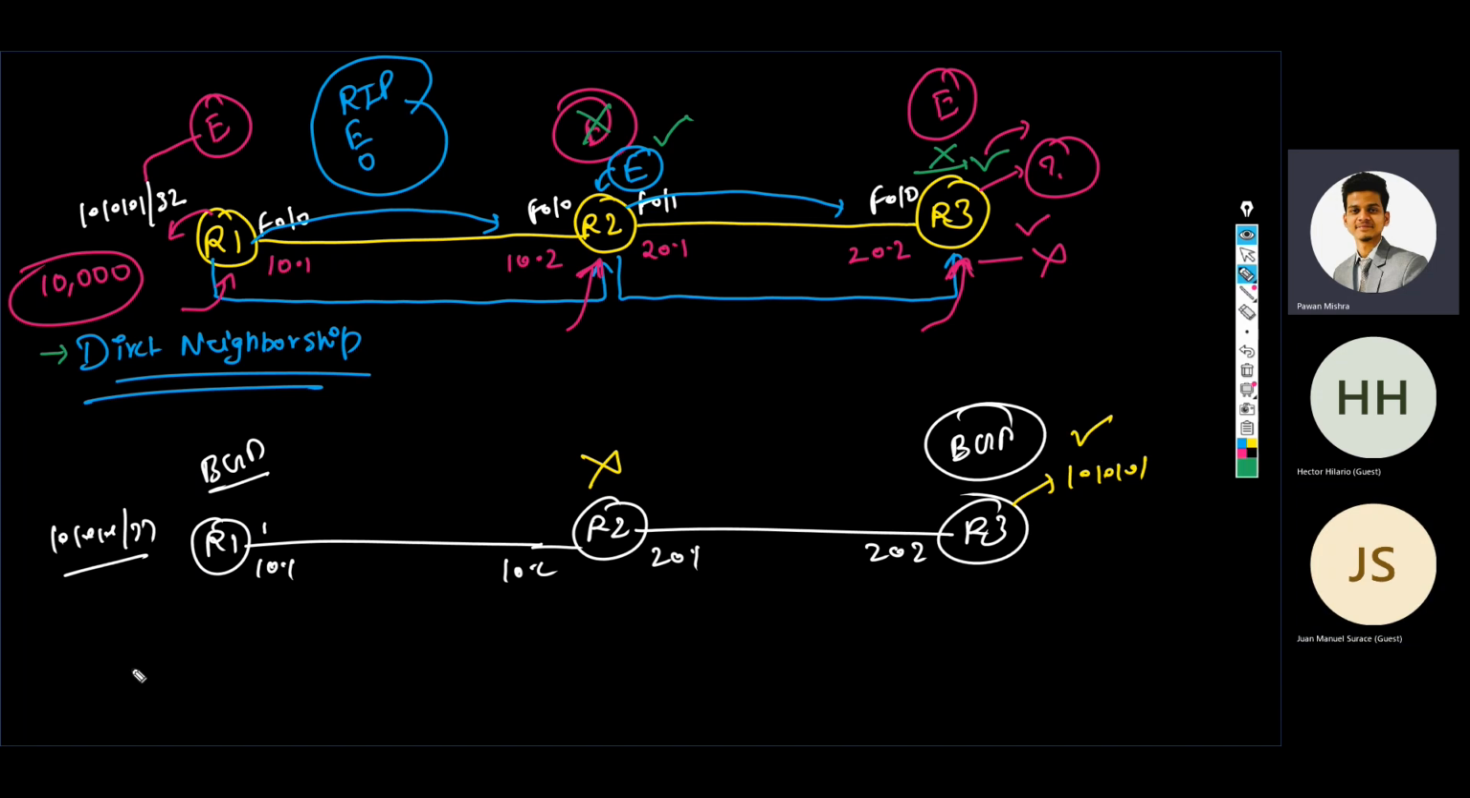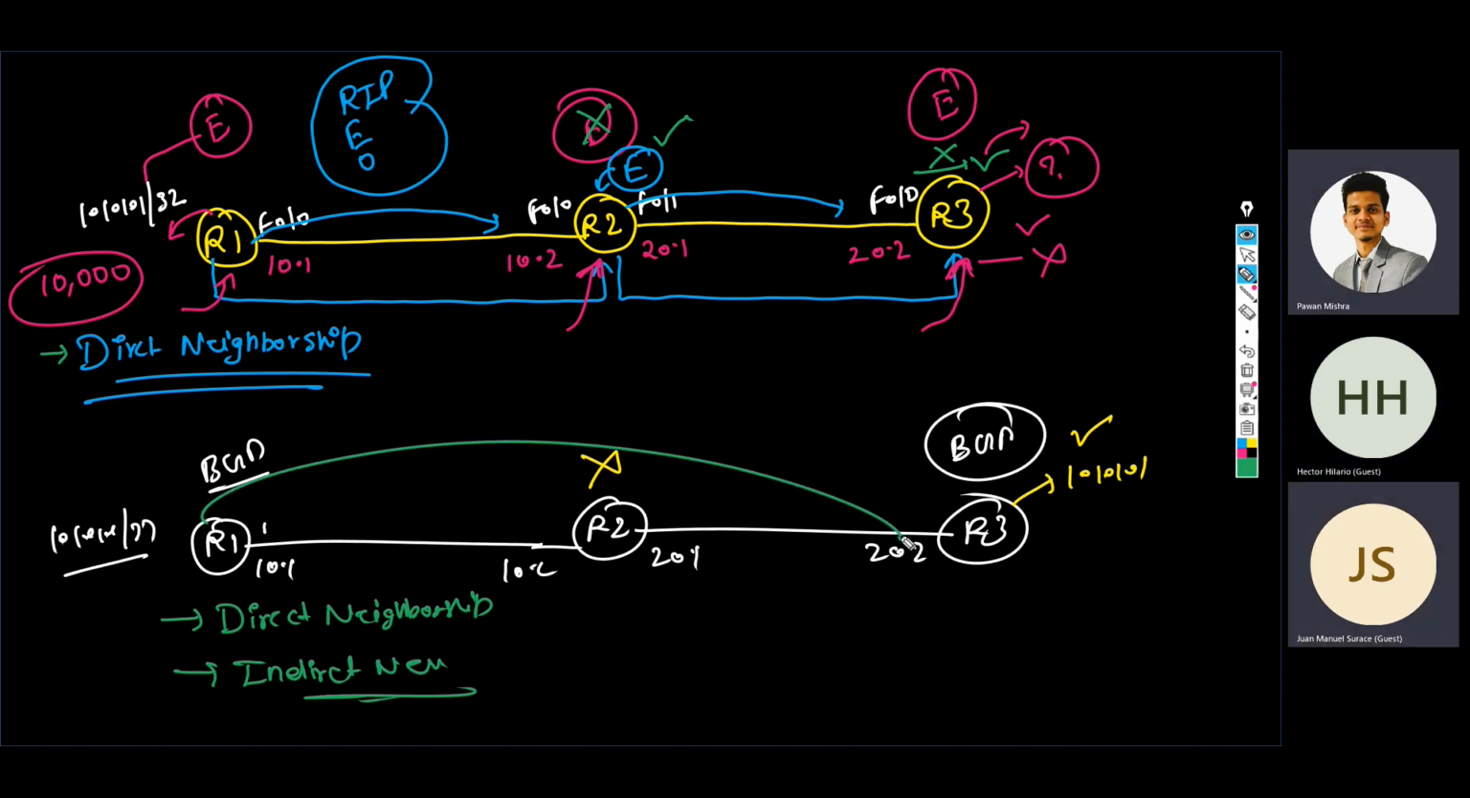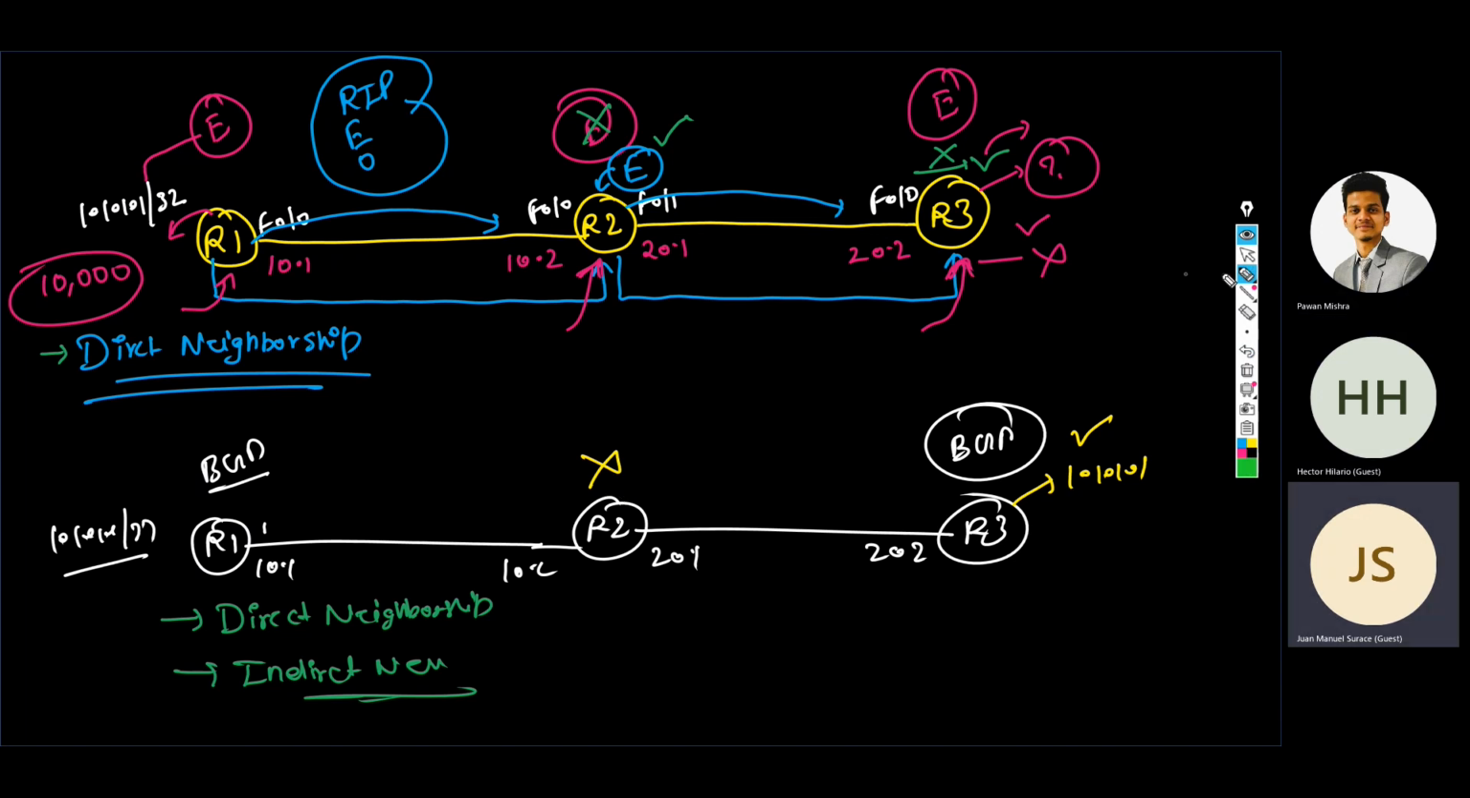It means BGP will support direct neighborship as well, and second, indirect neighborship. So in this case, if you don't enable BGP on R2, what can you repeat again? Yeah, if you don't enable BGP on R2, the R3 will receive the BGP neighbors as well.